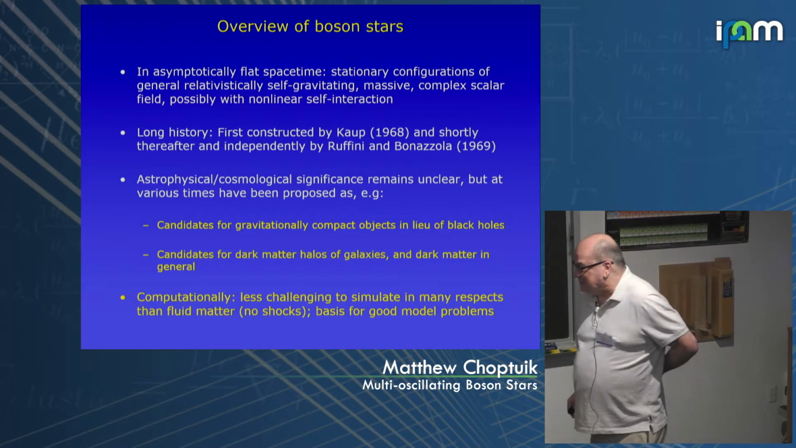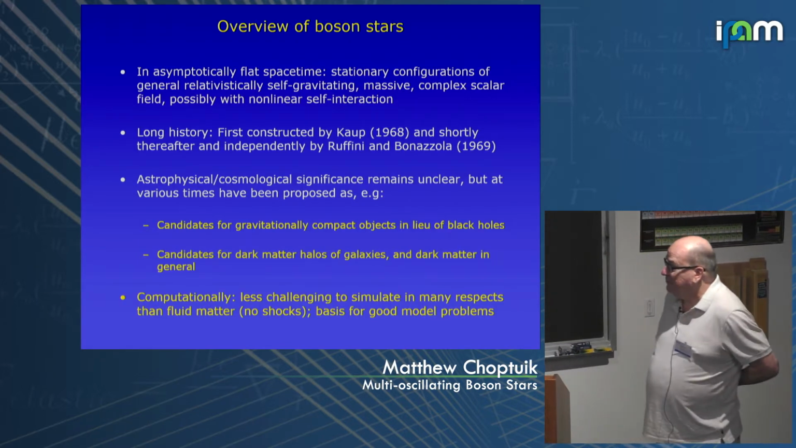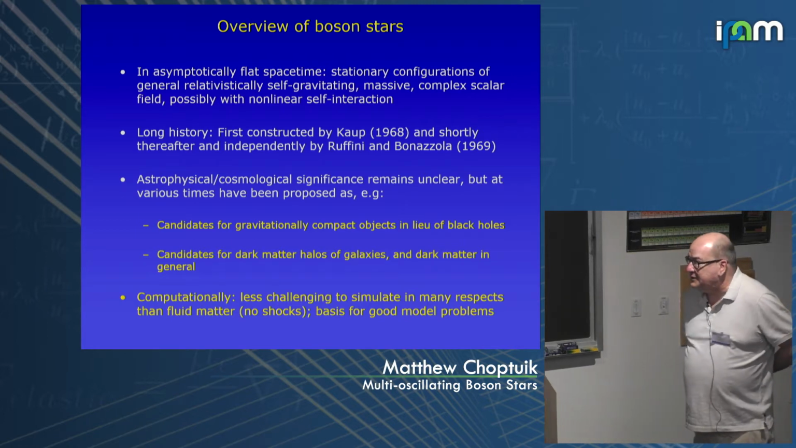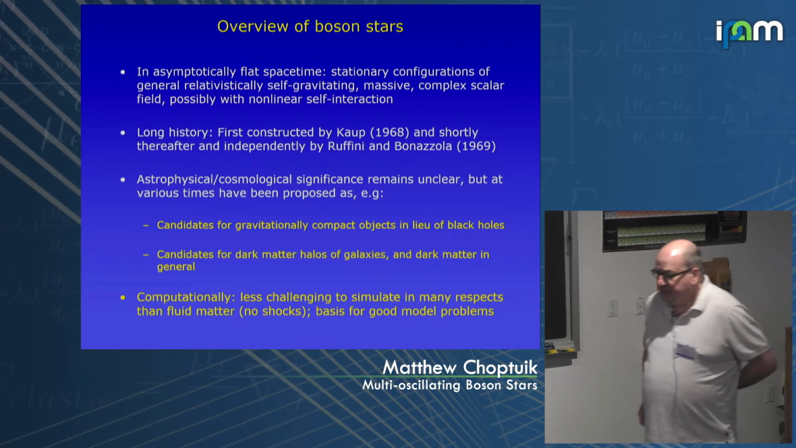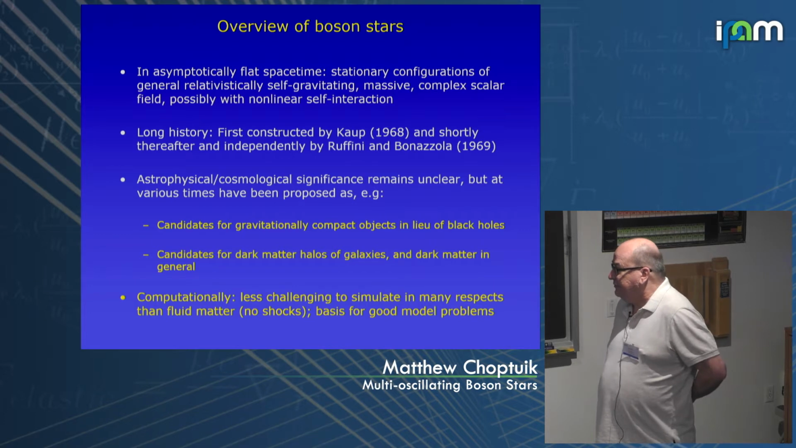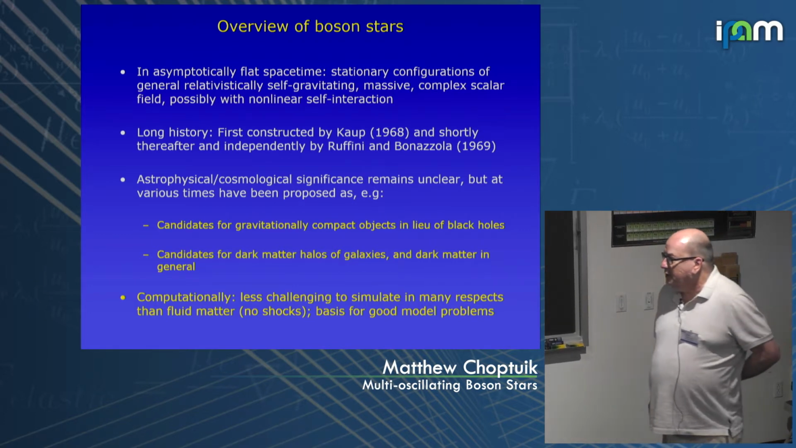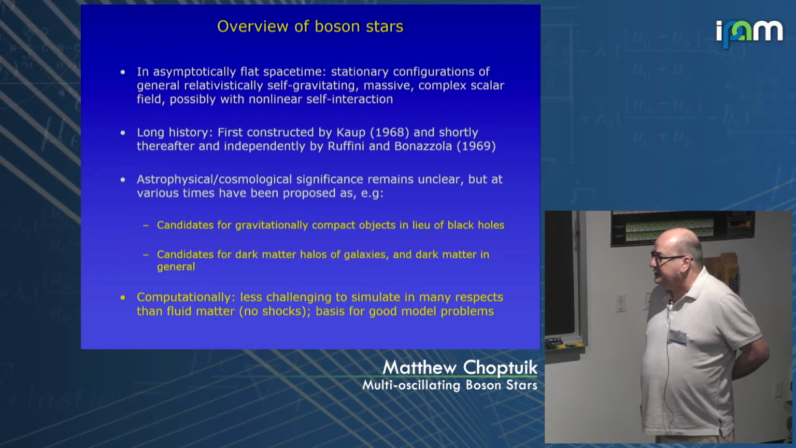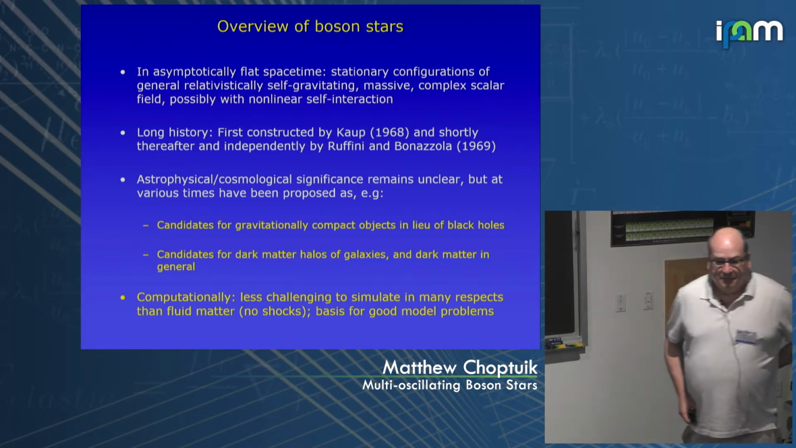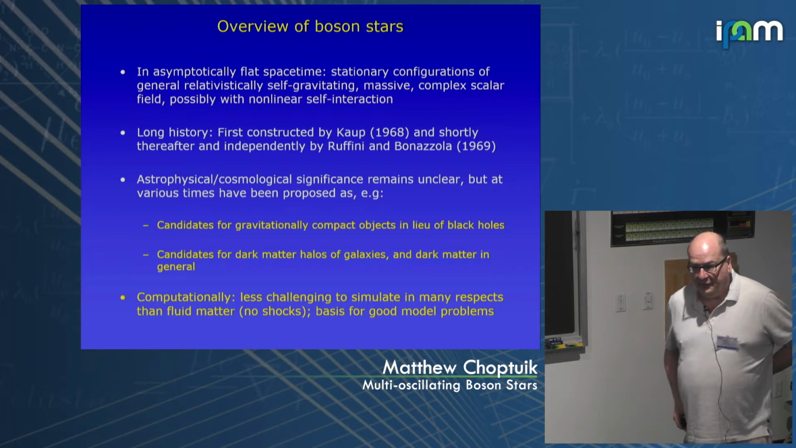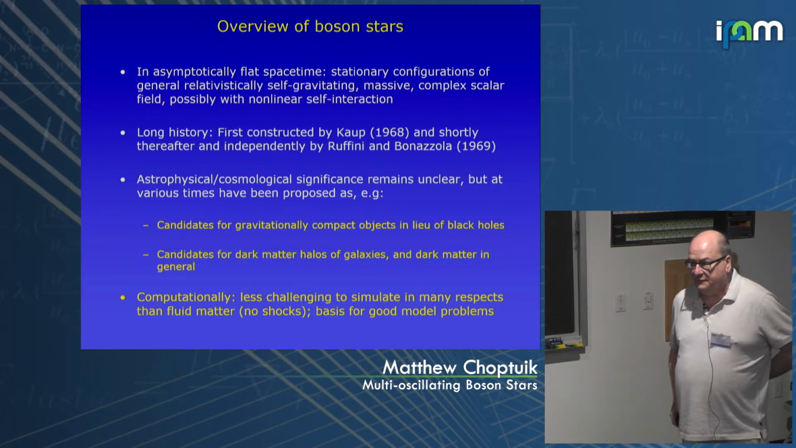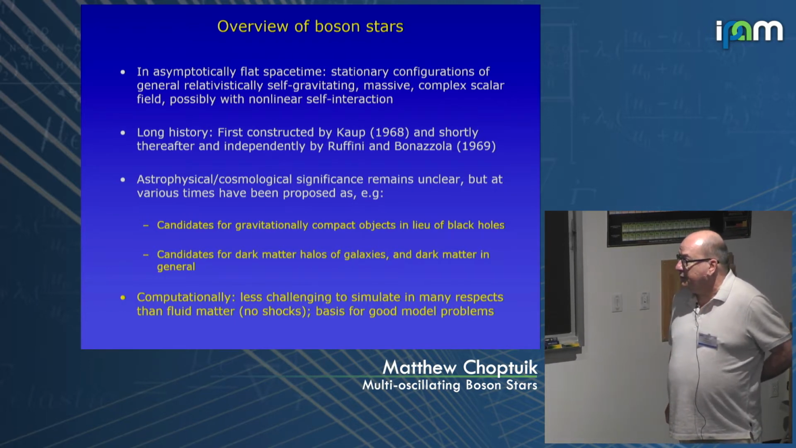All right. So boson stars, what are they? If we're talking about asymptotically flat spacetime, then these are stationary configurations of a massive complex scalar field, possibly with some nonlinear self-interaction, interacting through the general-relativistic gravitational field. You can get Newtonian boson stars as well, and they're of some interest, but they're a little bit simpler.